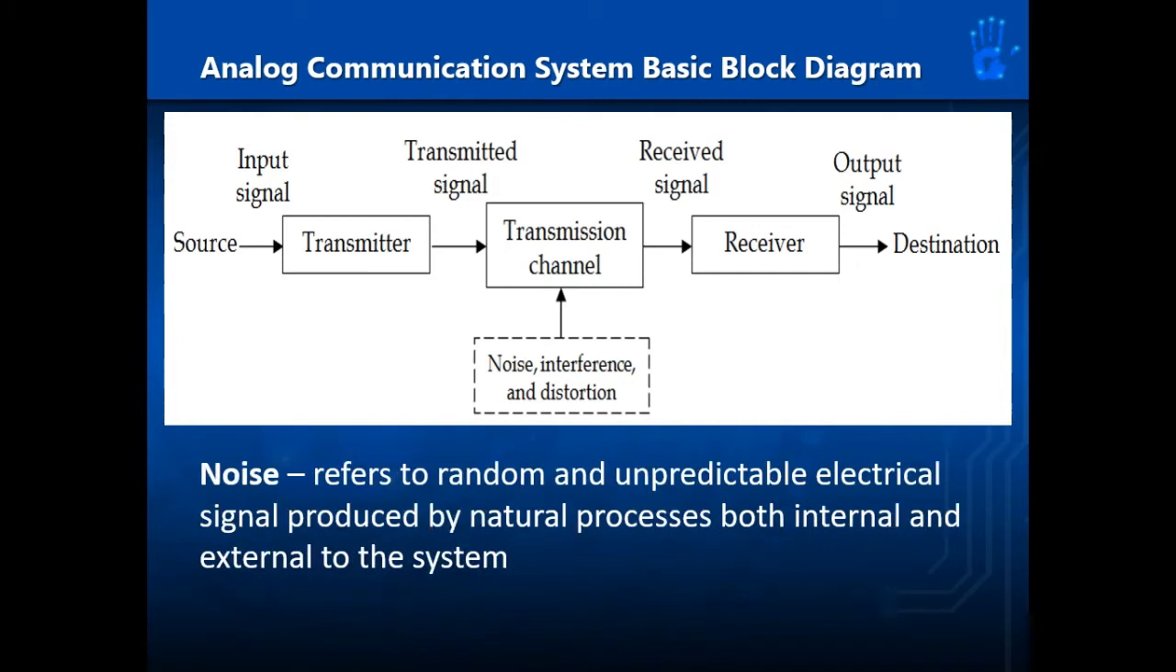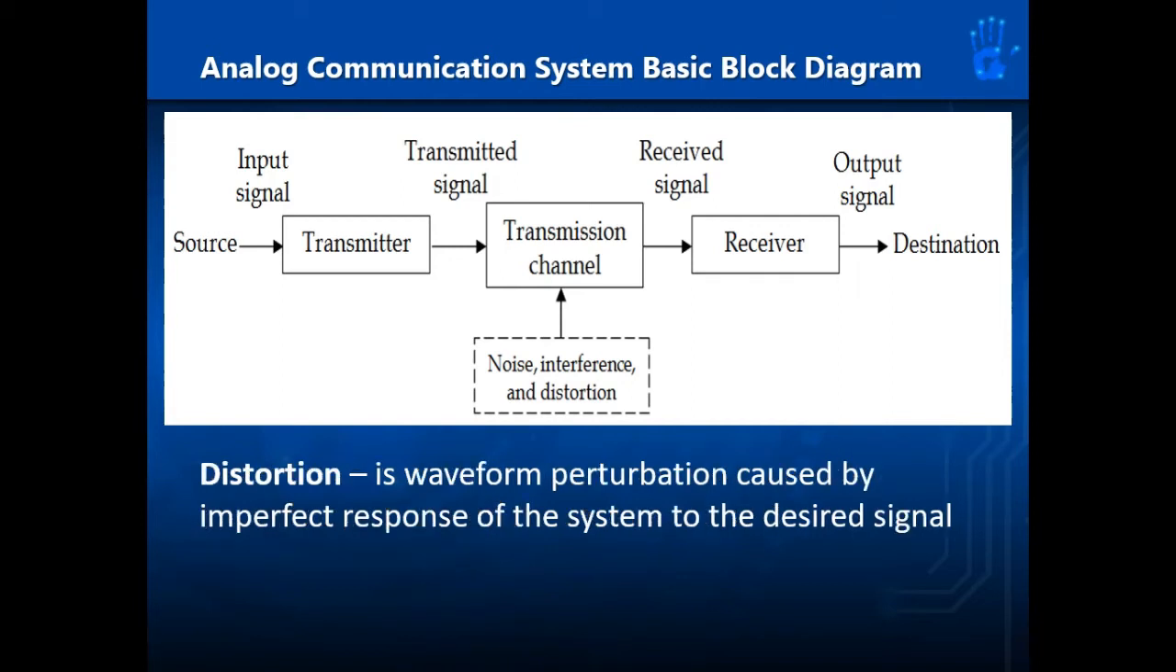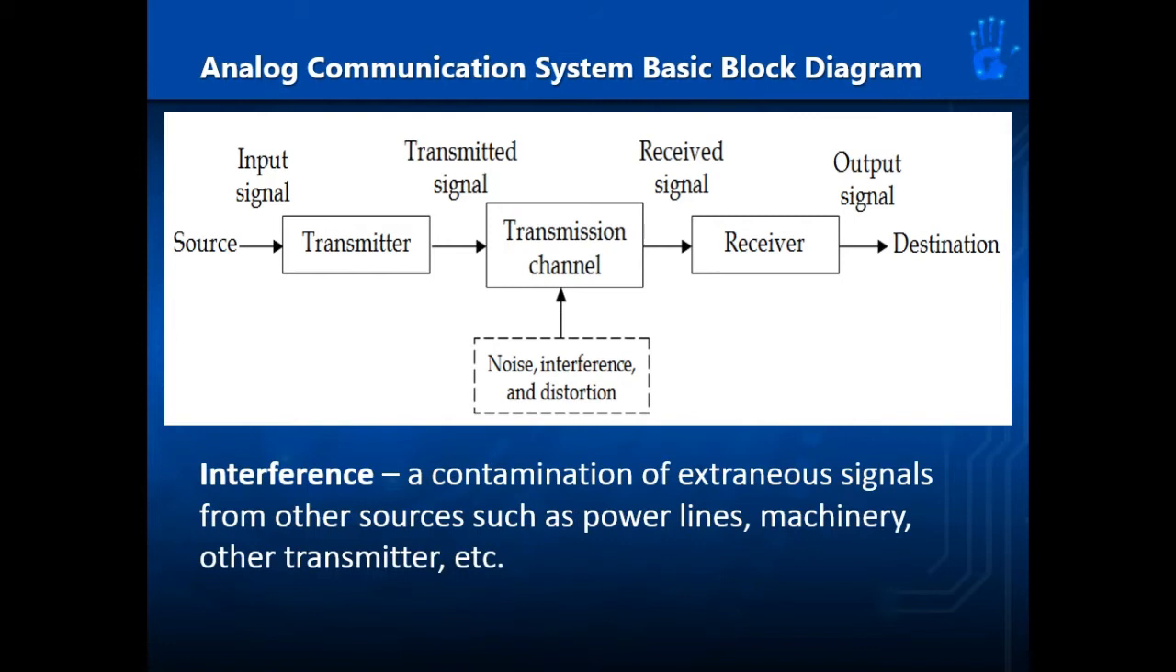The noise refers to random and unpredictable electrical signals produced by natural processes, both internal and external to the system. Most of this noise gets into the system through the channel. Distortion is a waveform perturbation caused by imperfect response of the system to the desired signal. Interference is a contamination by extraneous signals from other sources such as power lines, machinery, and other transmitters.